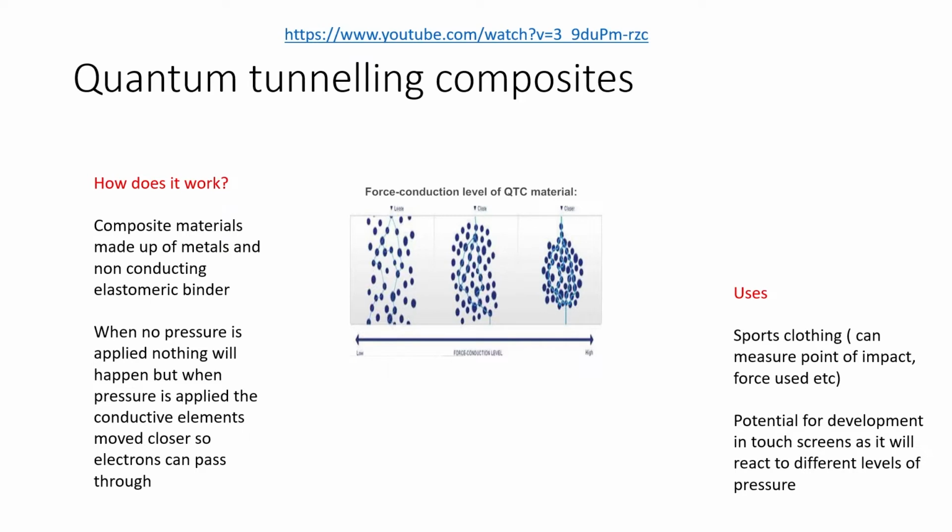Inside that rubber matting, you've got loads of tiny particles in the middle. When nothing's happening, they're so far apart that nothing is happening. What happens is that when pressure is applied, they get closer, so they can conduct, and electricity can flow through them. So you get an electrical circuit, an electrical current.